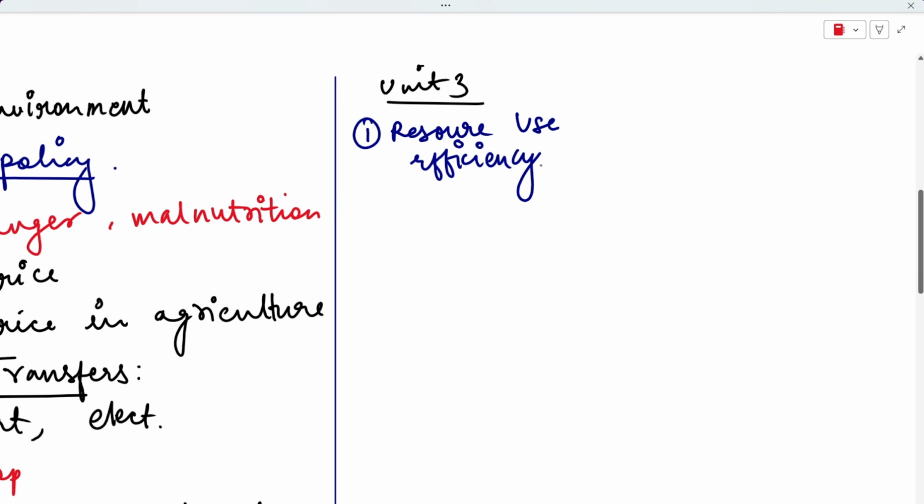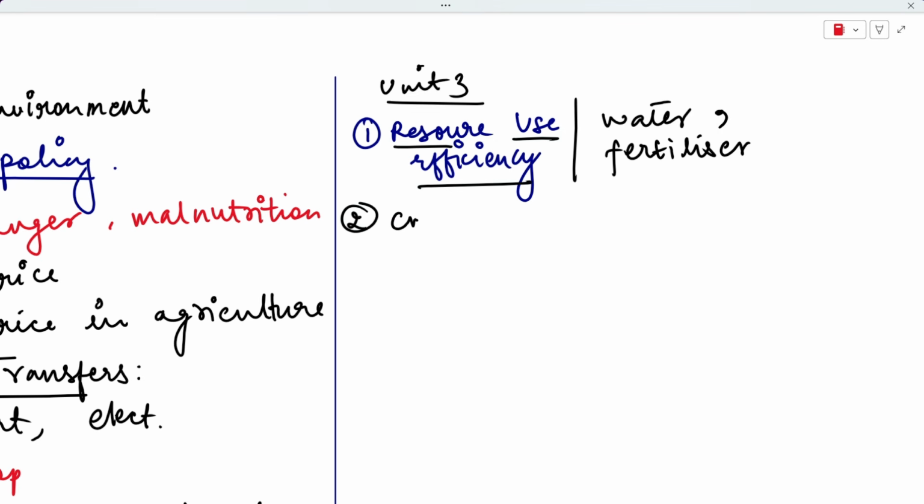So this means, are we using water, fertilizer, and other inputs wisely or not? This resource use efficiency is going to tell us whether we are using our resources like water, fertilizer, and other inputs wisely or not. Then we have something called crop diversification. Do farmers need to grow the same wheat and rice forever, or should they shift to other crops also, like fruits, vegetables, and other crops to earn more, right? So this is crop diversification.